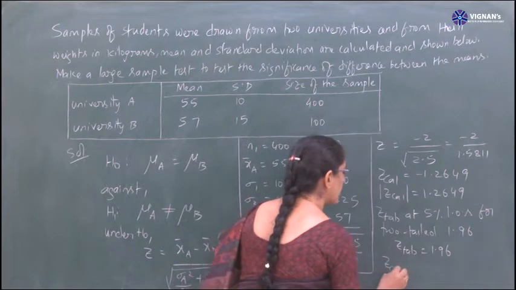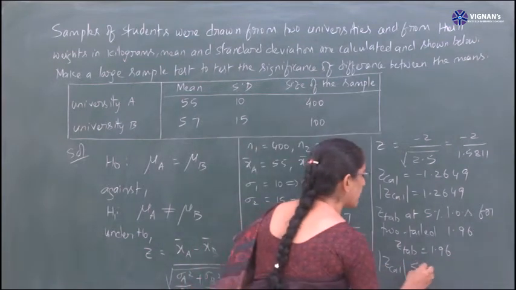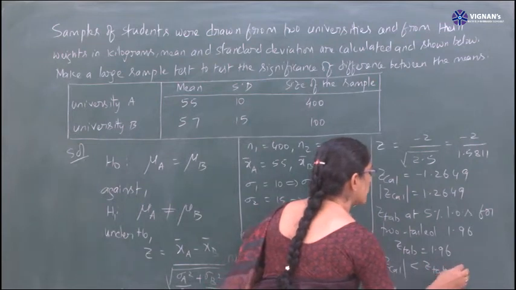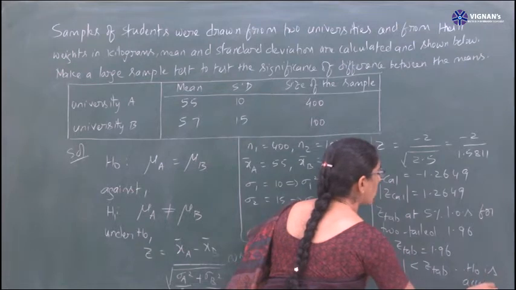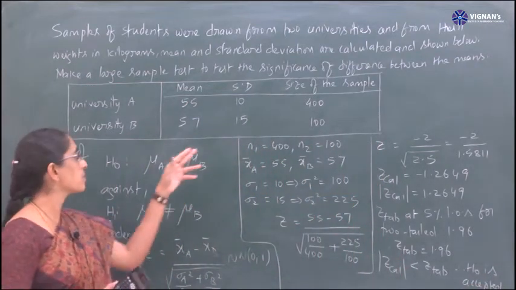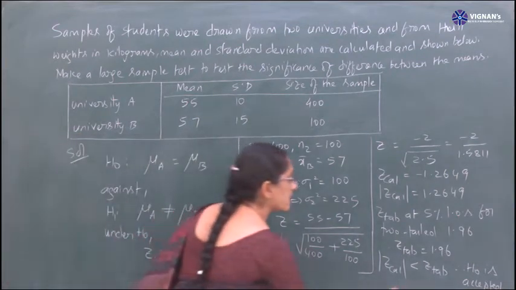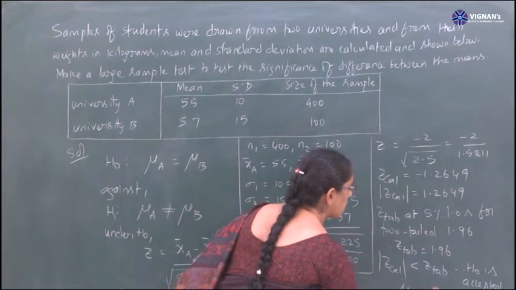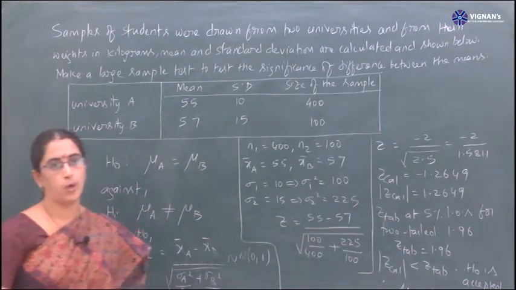That means Z tab is 1.96 here. Now mod Z cal is here 1.26. So mod Z cal is less than Z tab. So therefore H naught is accepted. H naught is accepted means here there is no significant difference between the mean weights of the students of the two universities. That means here mu A is equal to mu B. So this is the conclusion of the problem.